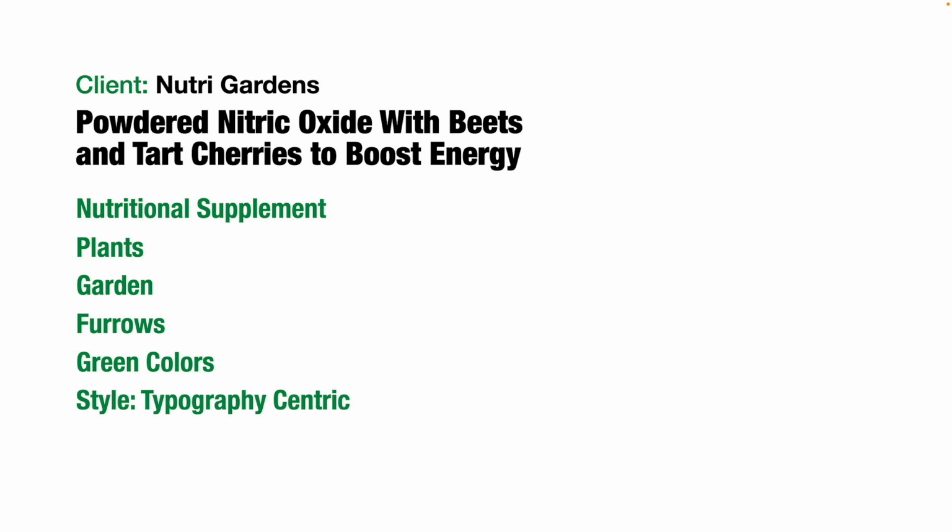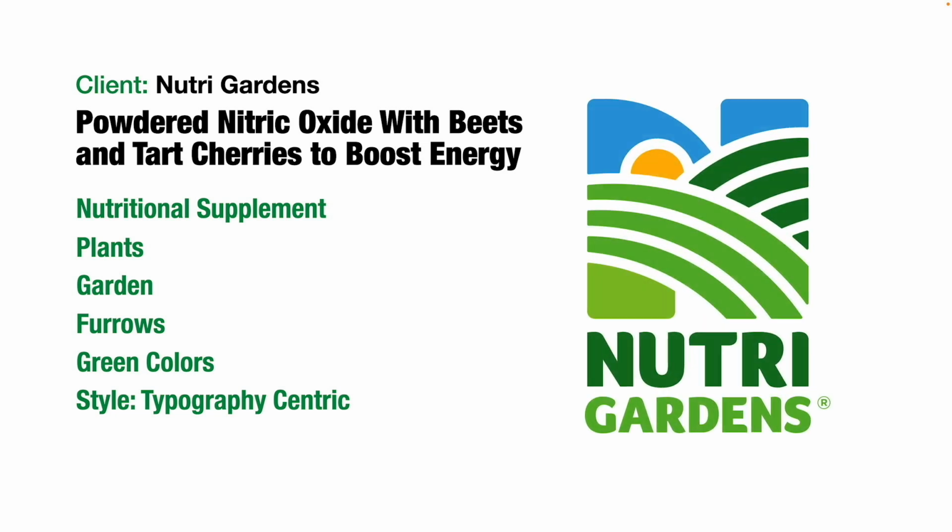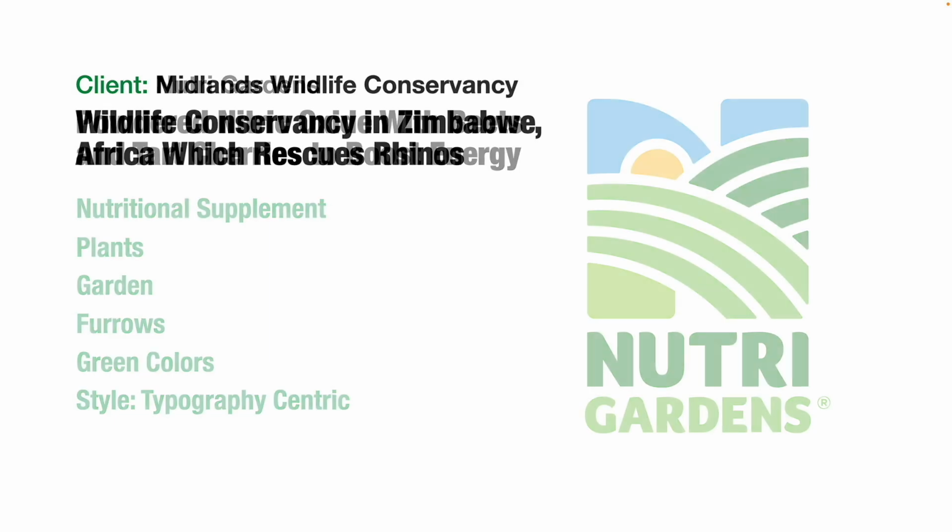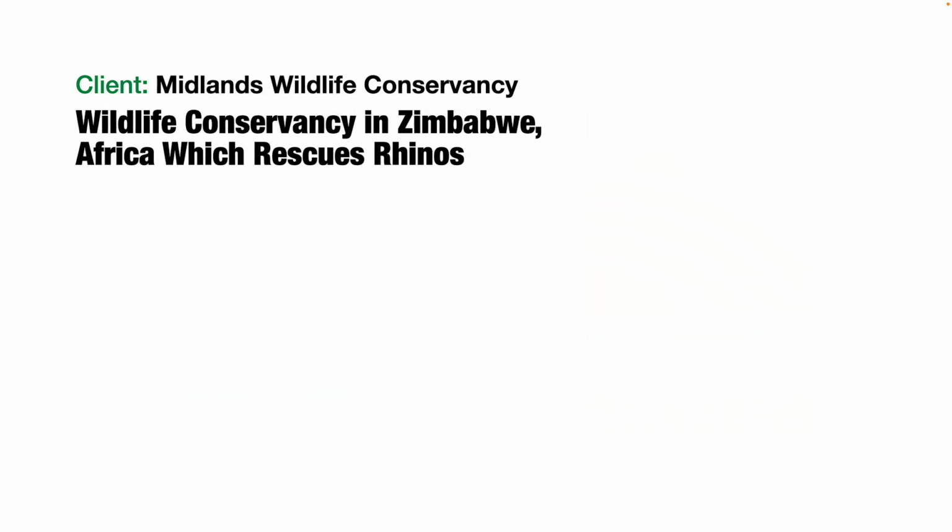It has garden. Gardens made me think of furrows. That makes me think of green growing vegetables and stuff, and the leaves. The style, I thought Nutra is cool, so I thought maybe I'll play off the letter N, and this was the direction we did for that. I love how this one came out. Let's take a look at a few more.